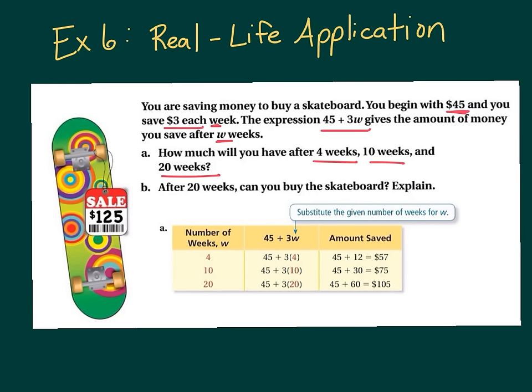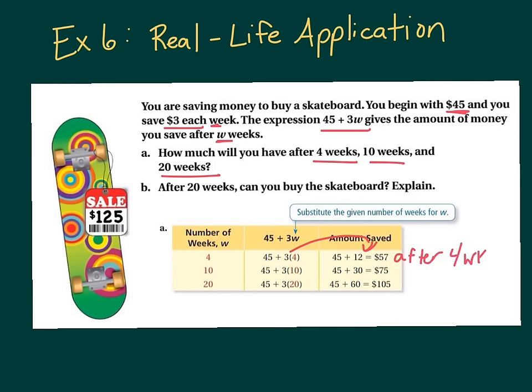So the first time we want to know after 4 weeks, we put a 4 in there, and then we go ahead and we evaluate that, 45 plus 12, because 3 times 4 is 12, equals $57. Whoops, sorry about that. That one got away from me. And then that means you would have $57 after 4 weeks.